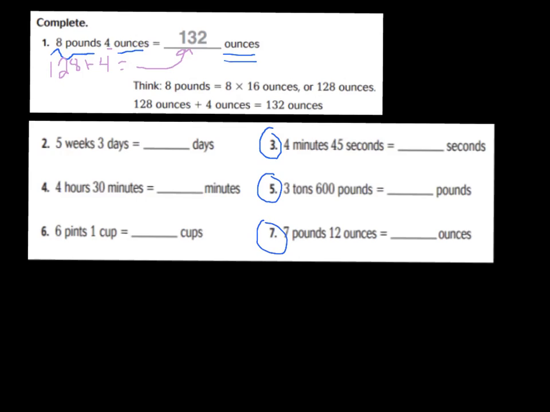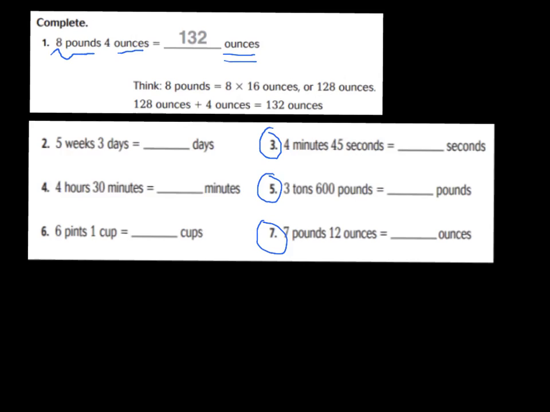So let's look at number 3. It says 4 minutes, 45 seconds equals how many seconds? Well, I have mixed measures here, don't I? They want my answer all in seconds, but I have 4 minutes here. So what I need to do is change my 4 minutes to seconds, and then I need to add my 45 seconds to the answer that I get. So I know, and my conversion sheet also tells me, that in 1 minute there are 60 seconds. So I have 4 minutes.